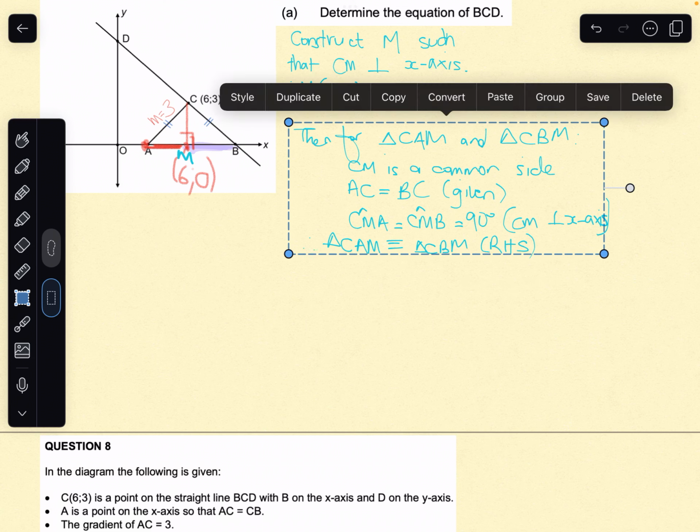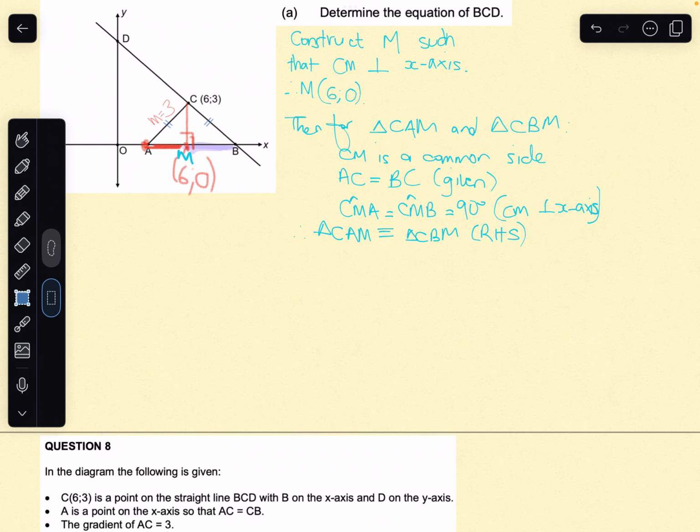Okay, so now we have proven that the two are congruent. Anyway, we don't even need to prove that just yet, but we'll keep it handy for now.